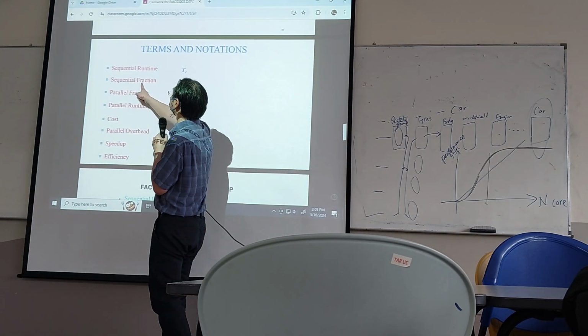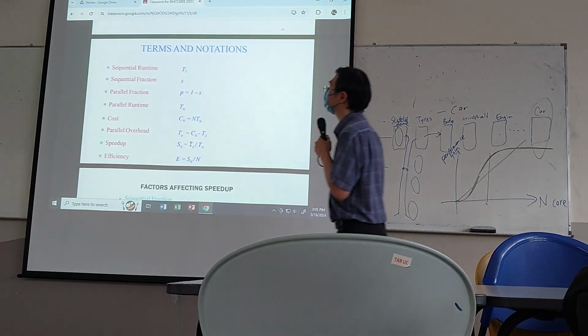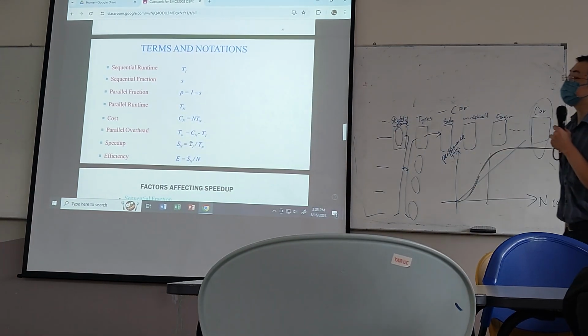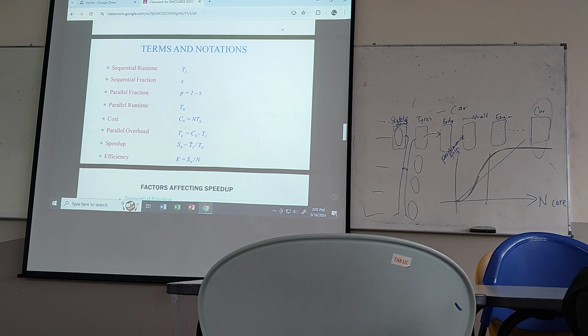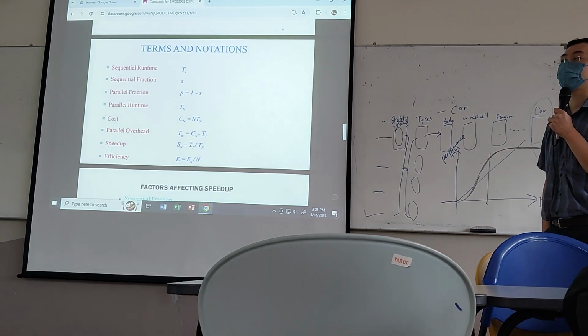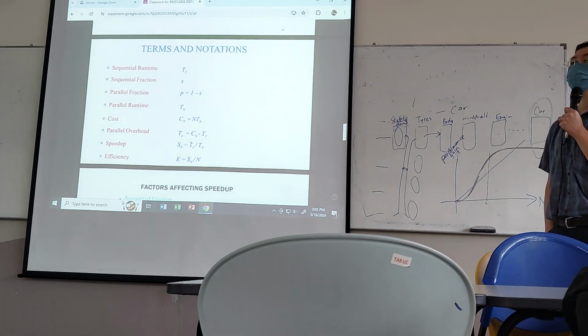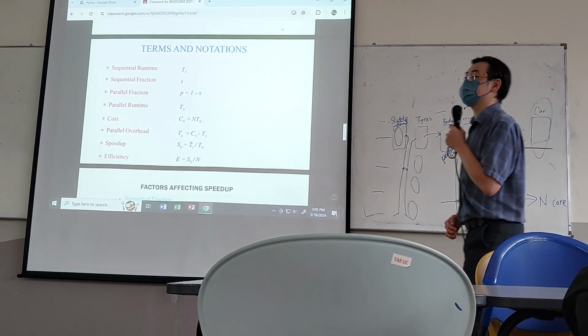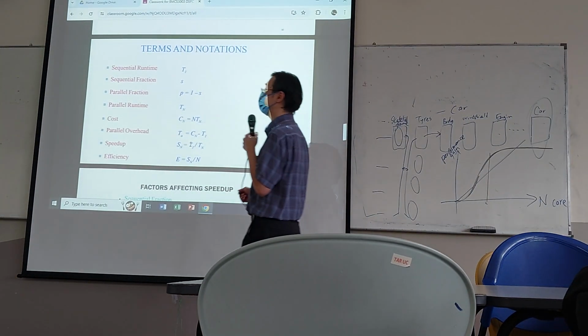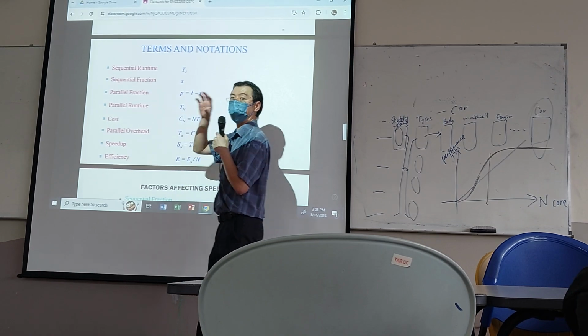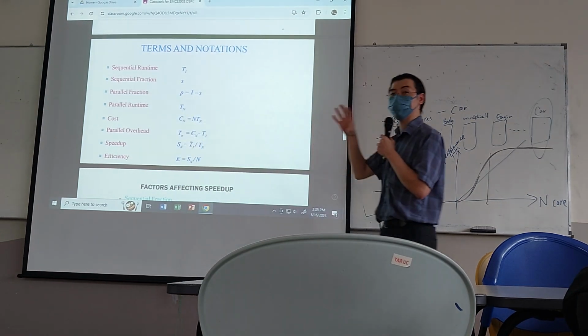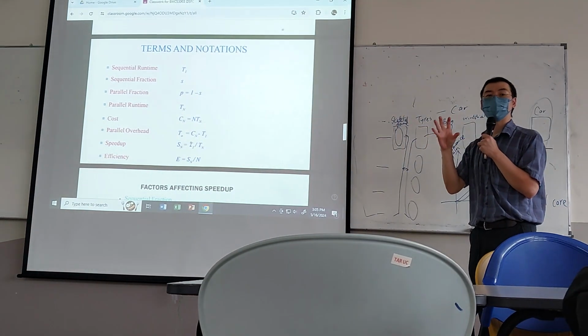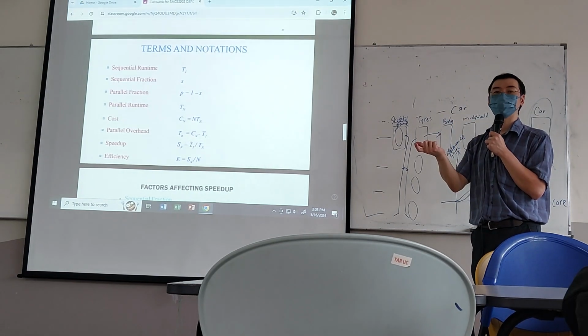So I'm going to talk about this first. So S, what is S? S is the serial part of your computation. That means you cannot use parallel computing to run that code. Okay? So it's the sequential fraction, or serial fraction, the part of a task that you cannot parallelize. It can only be run in serial.